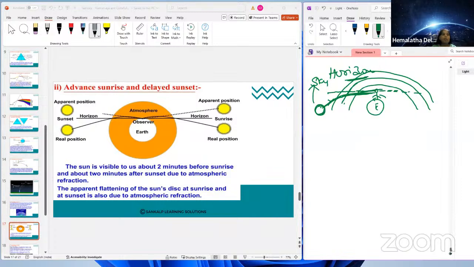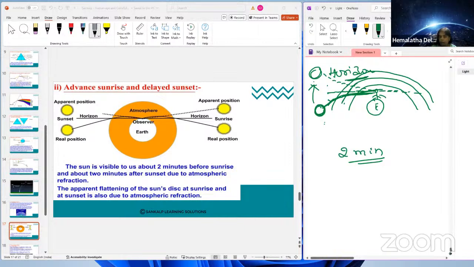Actually, the apparent position of the sun is here. The person will see the sun here. The actual position of the sun is here, but he will see the sun from here because of this only. So the sun is still yet to rise, but the person has already seen the sunrise. You can see the sunrise 2 minutes before, though the sun is here only.